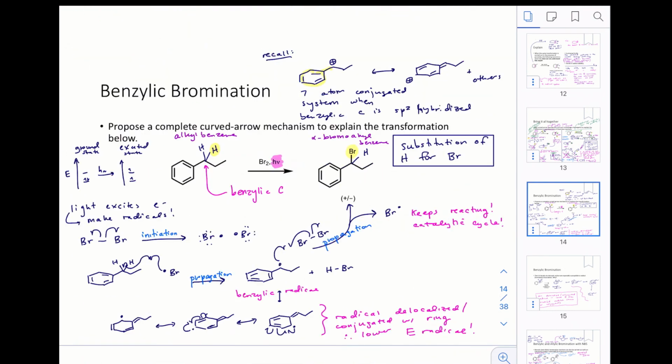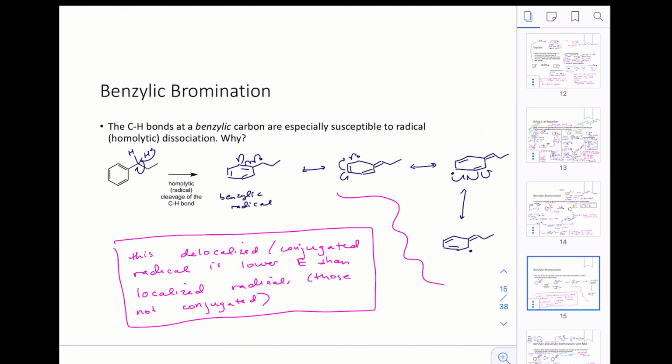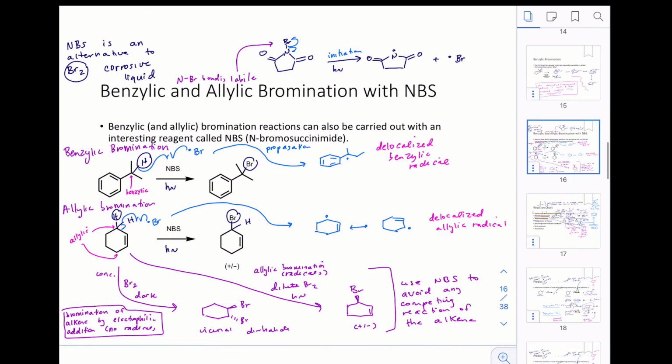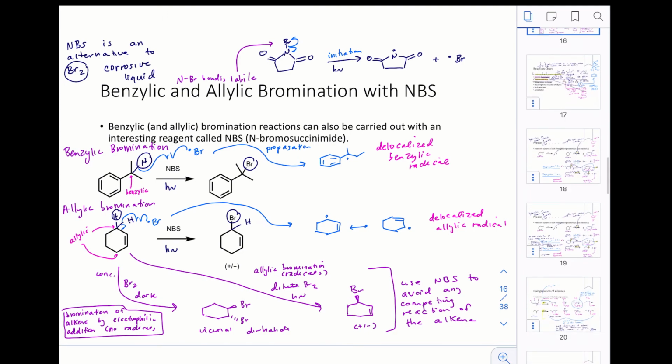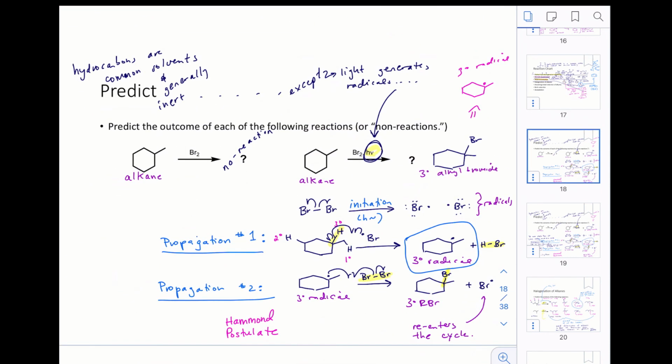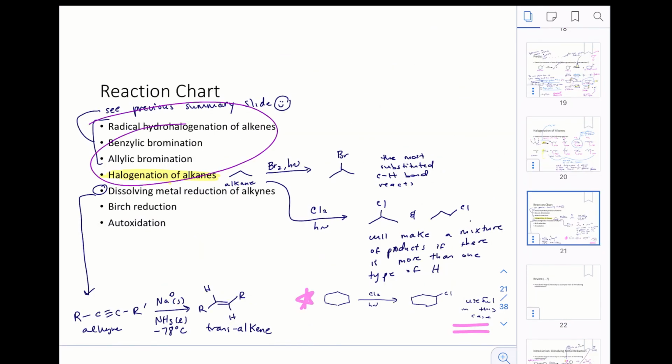Benzylic bromination with both bromine and NBS. Here we go, NBS. Allylic bromination with either bromine or NBS. It goes by the same mechanism. Okay, those are the first three on the list. We also learned the mechanism for halogenation of alkanes, so alkane to alkyl bromide. Okay, that's the first four on the list.